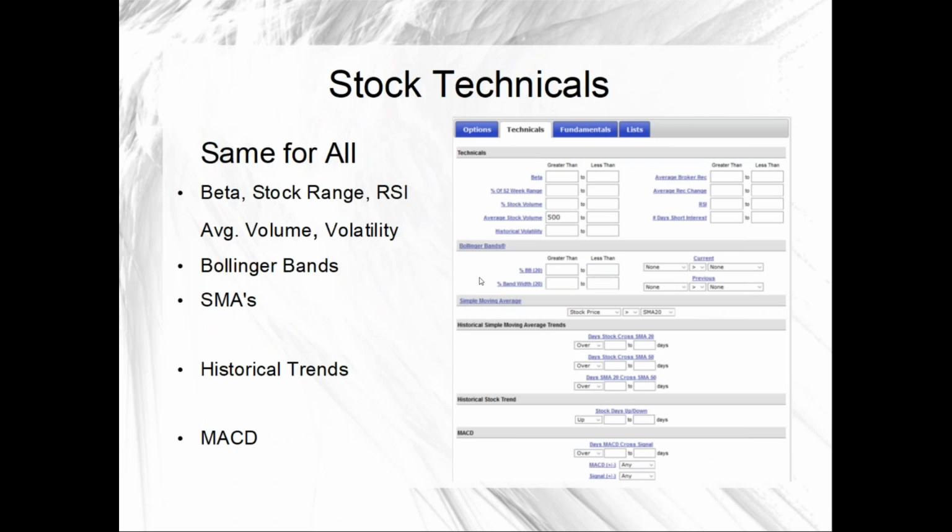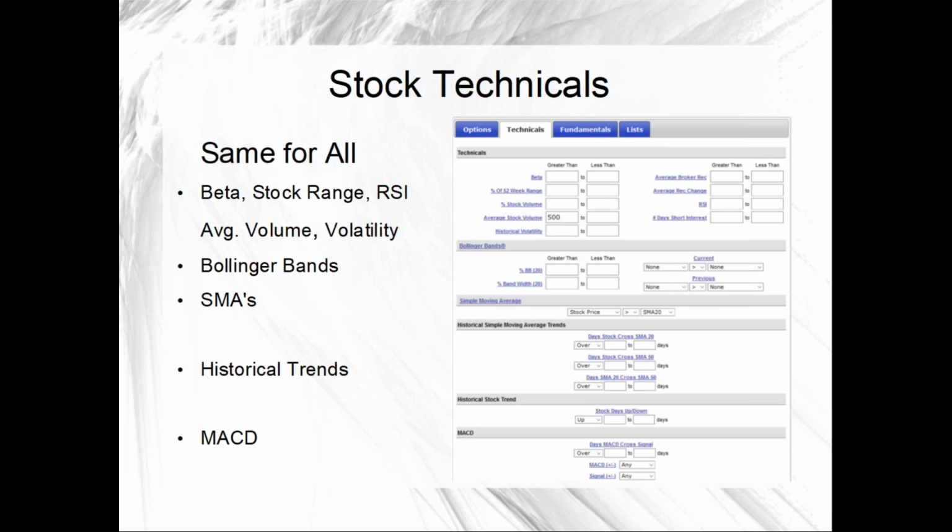Now our next section is the stock technicals. If you want to use beta, stock range, volume filters, volatility for the stock itself, broker recommendation, RSI, that's all available to you. Bollinger Bands is one of the features that Ernie and I like to use for our technical indicators, for buying options, or even doing other strategies as well.